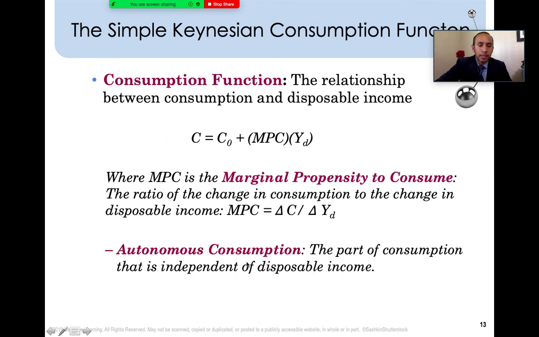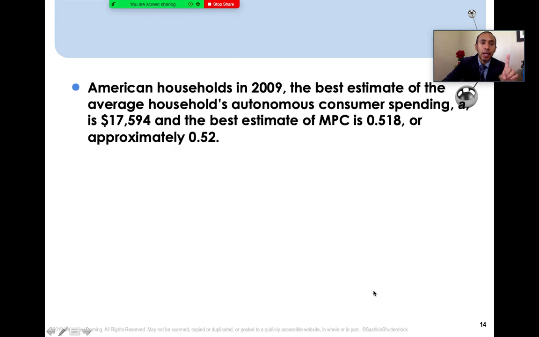So as mentioned, your autonomous consumption is the part of consumption that is independent of income. Sometimes you have to consume, and you may have other sources that allow you to consume, but not necessarily your disposable income, which is traditionally wages. Okay, so suppose we have the following information from 2009, several years ago, and the best estimate of the average household autonomous consumption spending was $17,594. This is how much money people spend regardless of their income. This is how much they need to spend, especially in the US. This is based on the US.